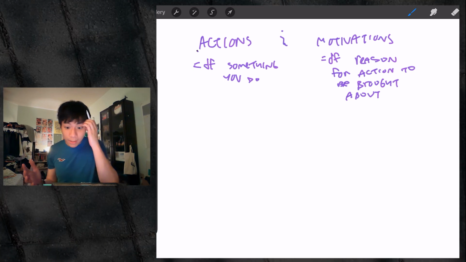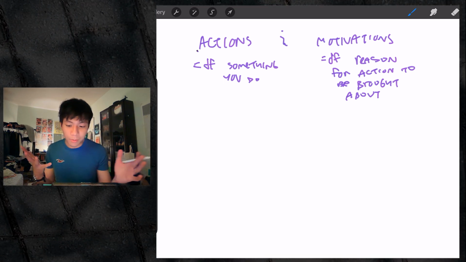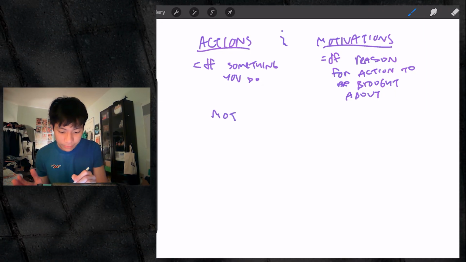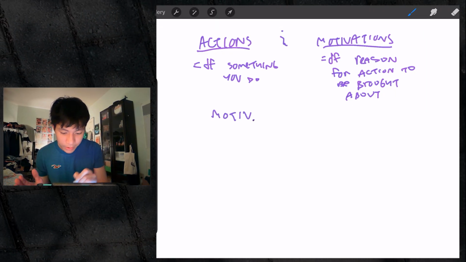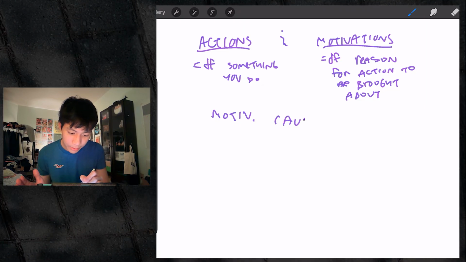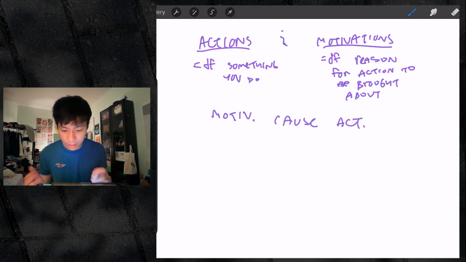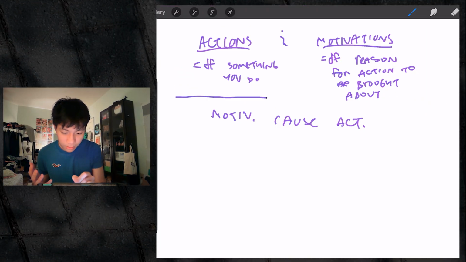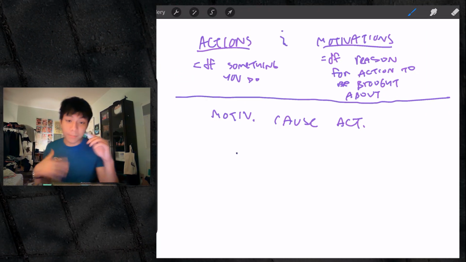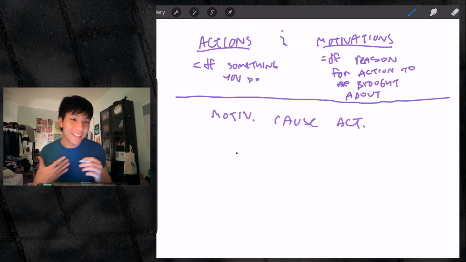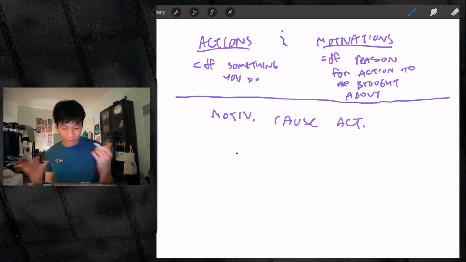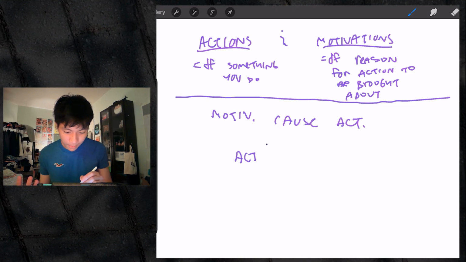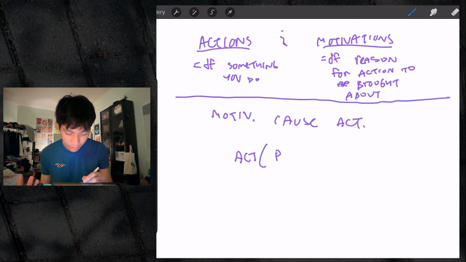The main thing that I want to get at between these two terms, an action and a motivation, is that motivations cause actions. I'm going to abbreviate here so that it's easier for me to write. I'm going to start with an example of me wearing a particular shirt. So, the action of me wearing a particular shirt.